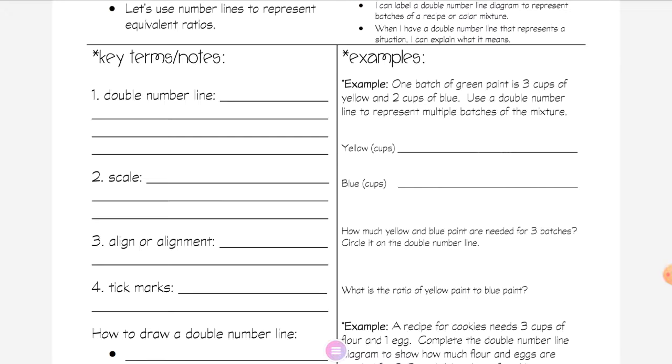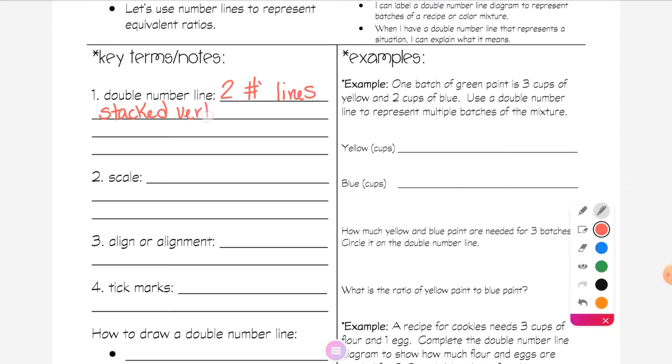This is almost like a so easy it's hard. Leo? Is it like a number line and then a number line right below it? Yeah, it's two number lines stacked kind of vertically, like vertically, and we'll show it over here. So two number lines, I'll put stacked vertically.